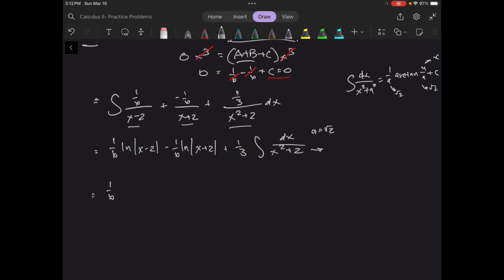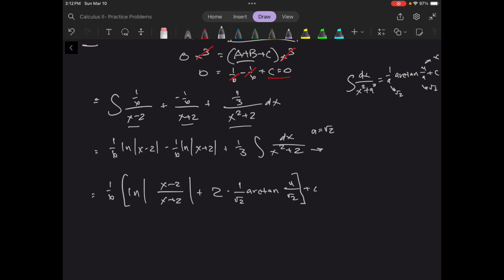So we could pull out the 1/6, and we could condense the natural log. Pulling a 1/6 out of a 1/3 just leaves you with a 2, because if you were to put that 1/6 back in, you'd have 2 over 6, and 2 over 6 is just 1/3. And we know that that integral is going to turn into 1 over a arctan of u over a plus c.